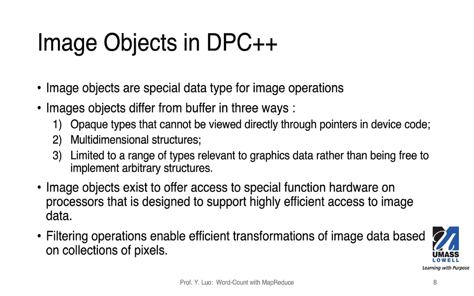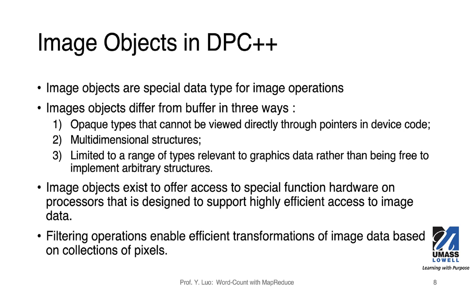Because we're working with images, and an image is a very special data type that carries different properties of the data and also specific operations on the image data. DPC++ supports a dedicated image object. Image objects are a special data type for image operations, and these image objects differ from buffer objects in several ways.